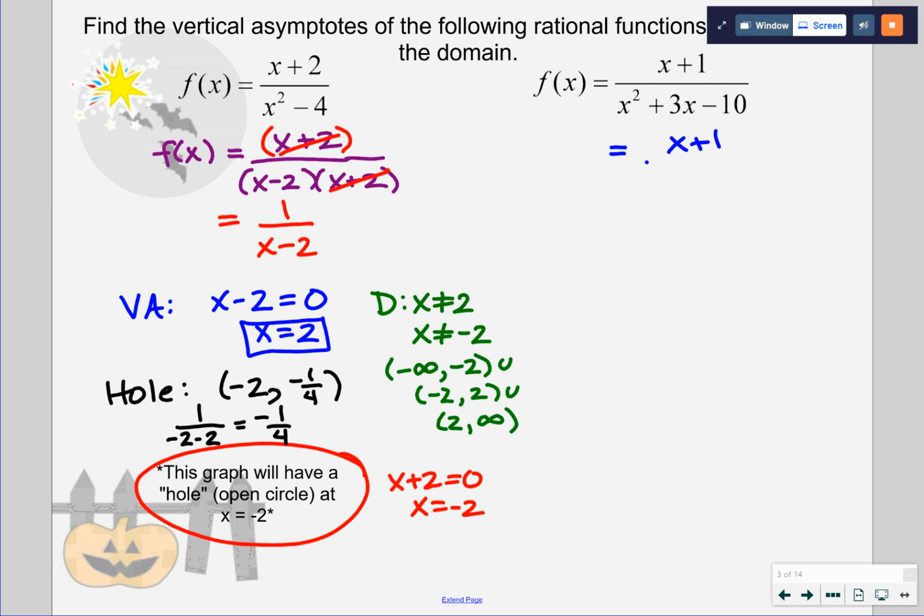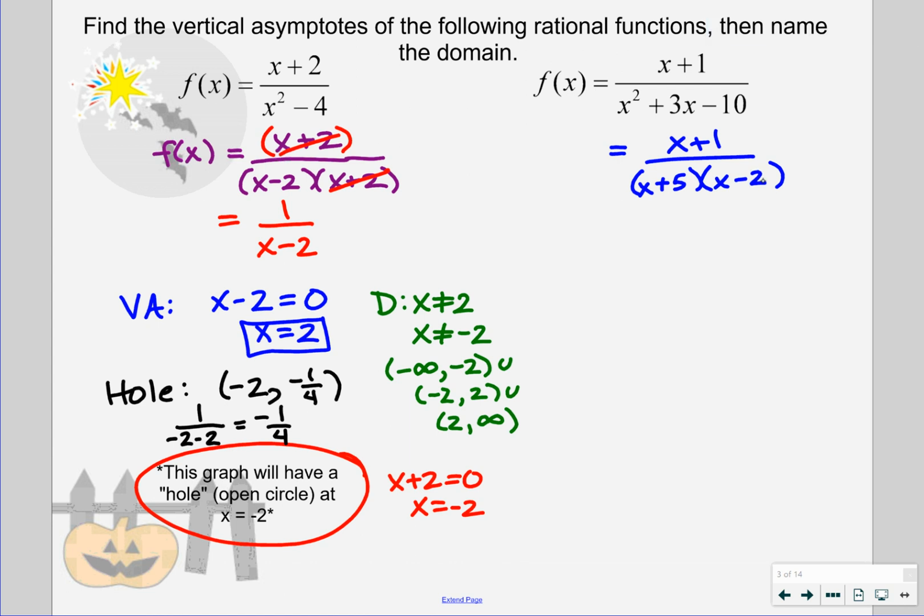The denominator, I've got 3 terms now. Can you tell me how that's going to factor? What multiplies to negative 10 and adds to 3? x plus 5, x minus 2. Do we have any common factors that would cancel here?